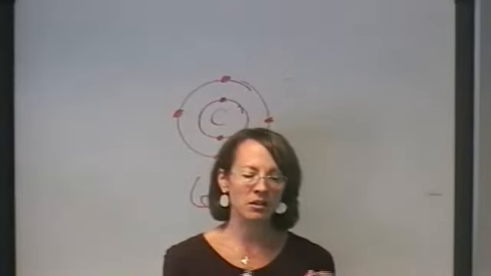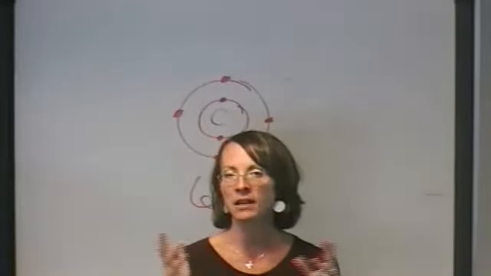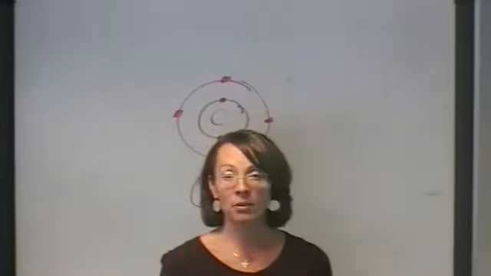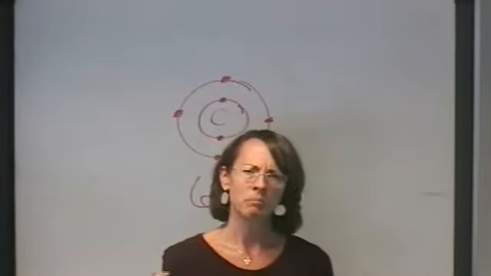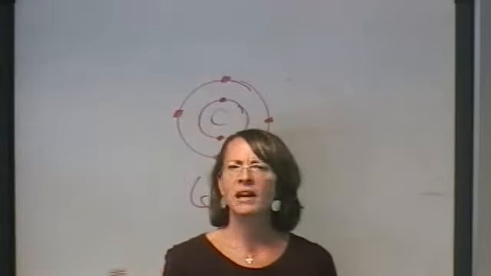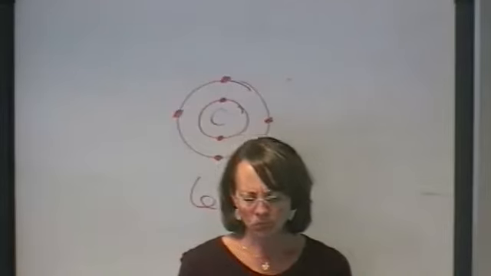By filling these shells consecutively, 2 on the innermost, 8, then 18, etc., up to those 7 levels, it makes the atom stable. Otherwise, that atom's looking for a date. It's looking for an electron to fill its shell. Sounded bad, sorry, but I didn't mean it that way. Okay, it's looking for electrons to fill those shells and make it stable.